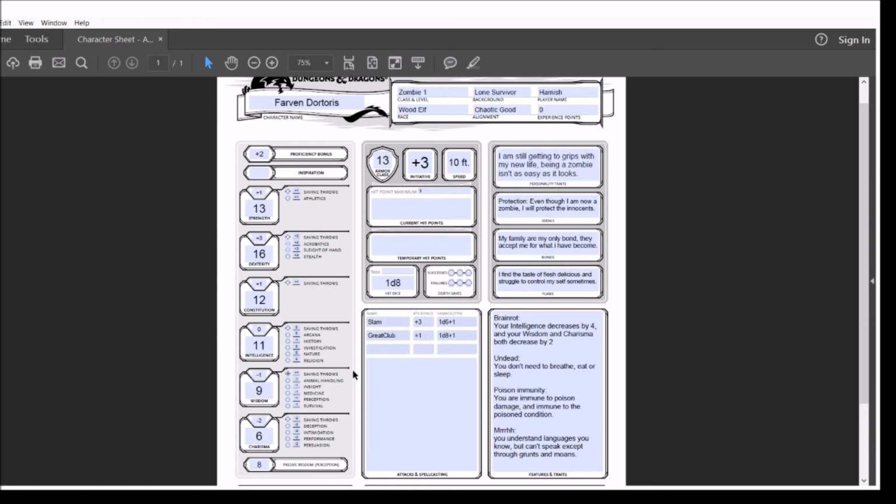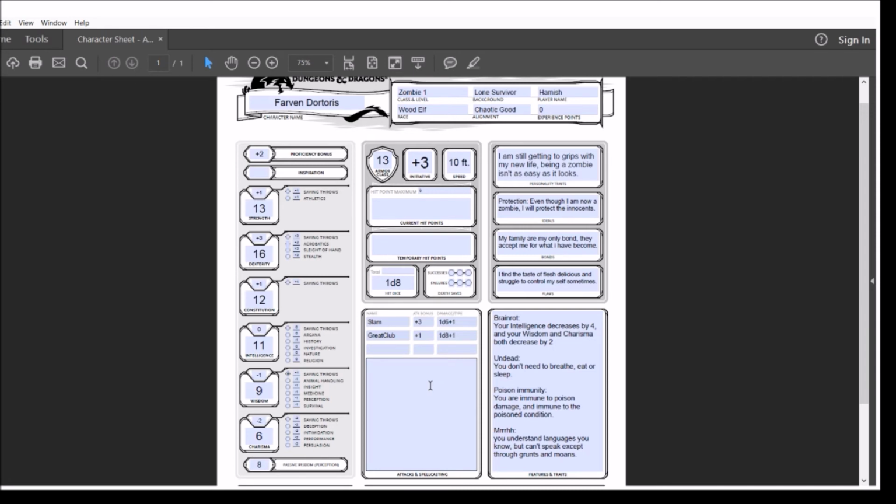A very fine member to a party if all you're doing is standing there and soaking up damage. So the class comes with either a club or a great club or a club as your starting equipment, and a set of common clothes. So unfortunately you won't be having any armor to begin with, which obviously for this character isn't a problem.